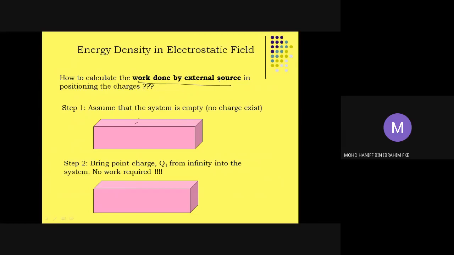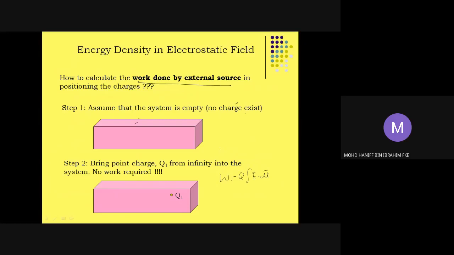So afterwards, the second step is to bring the charge Q1 from an infinite position into the system. If we base on the definition of work that we have learned in lecture 8 previously, we can write here that the work is equal to negative Q integration of E dot dl. This is the equation of work.